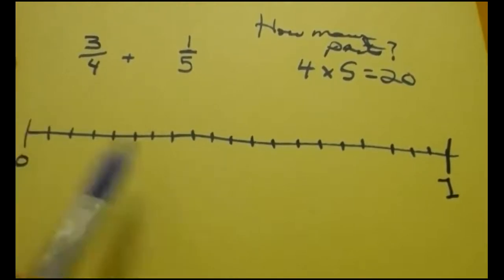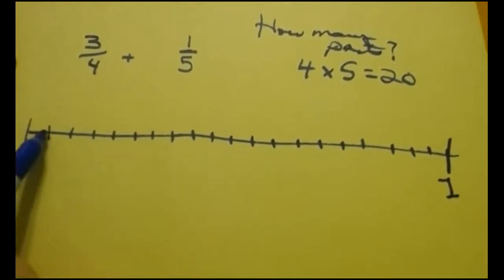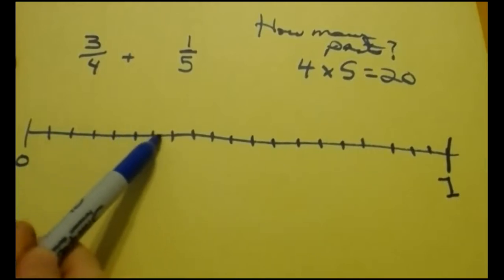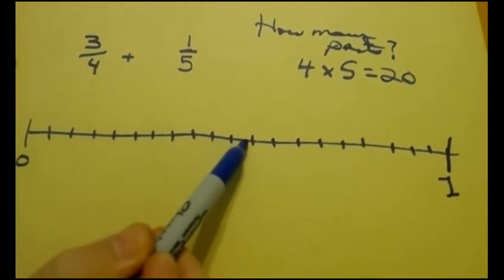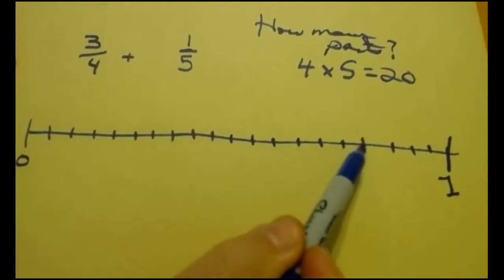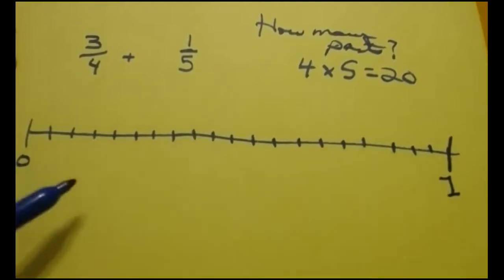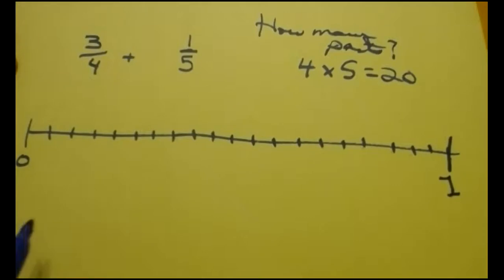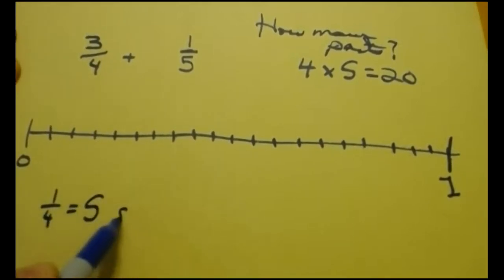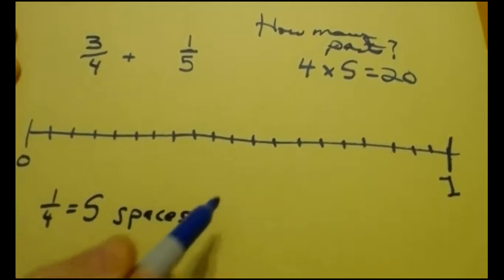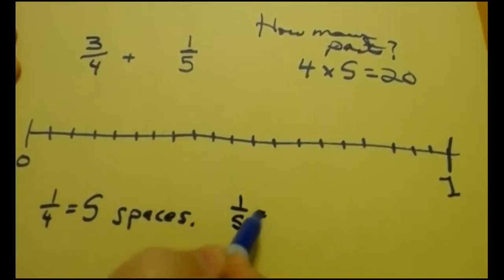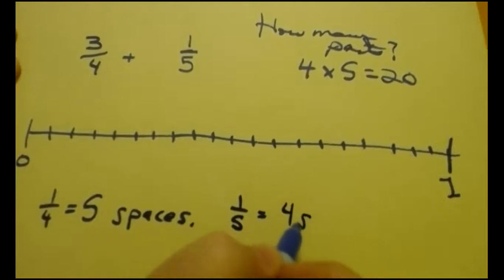Okay, so I have 20 spaces, right? 1, 2, 3, 4, 5, 6, 7, 8, 9, 10, 11, 12, 13, 14, 15, 16, 17, 18, 19, 20, 20 spaces. Just make sure that's right. Okay, now 1/4 is going to be the same as 5 spaces. 1/5 will be the same as 4 spaces.